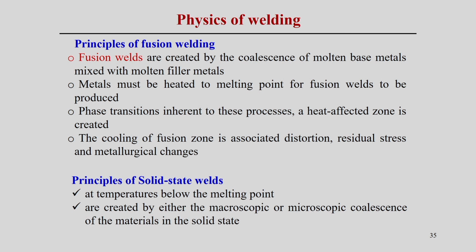Now, the principle of the solid state welding process: definitely the temperature is below the melting point temperature. In principle, the joint can be created by either macroscopic or microscopic coalescence between the materials, but in the solid state. Solid state means that in principle the temperature should be below the melting point temperature in this case.